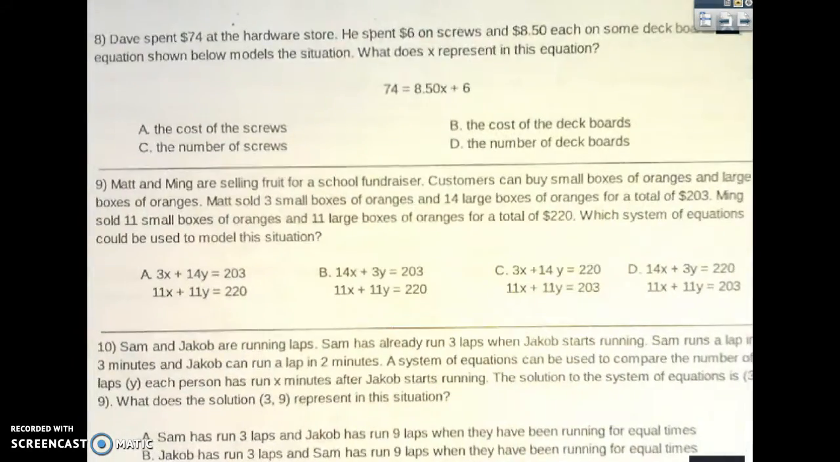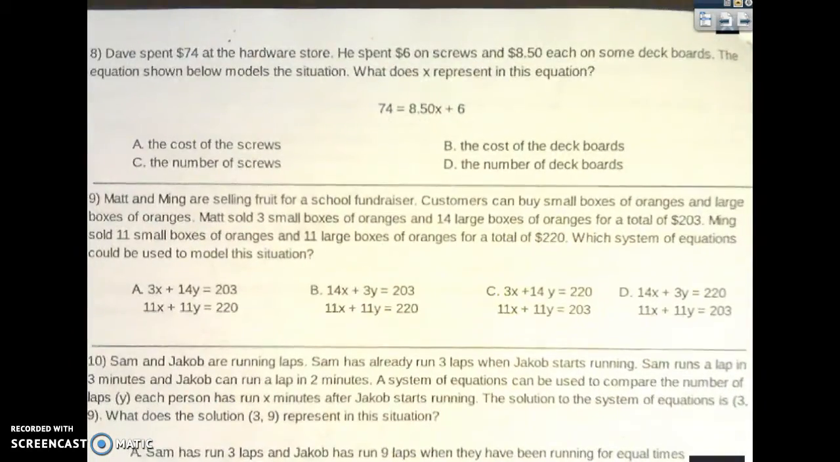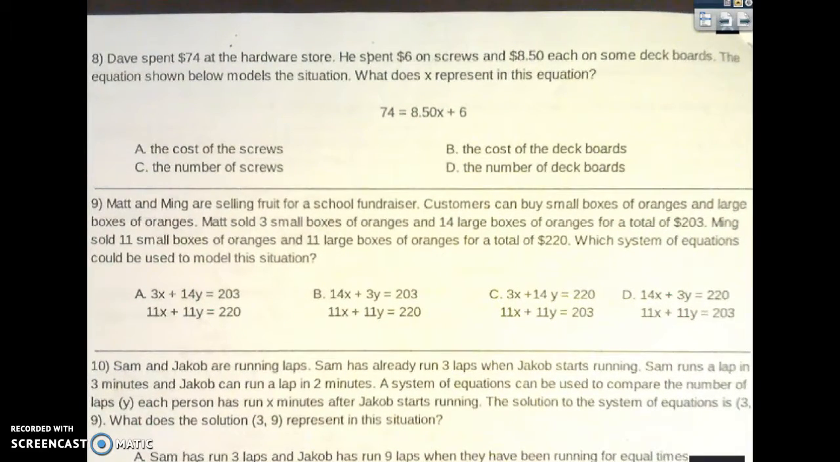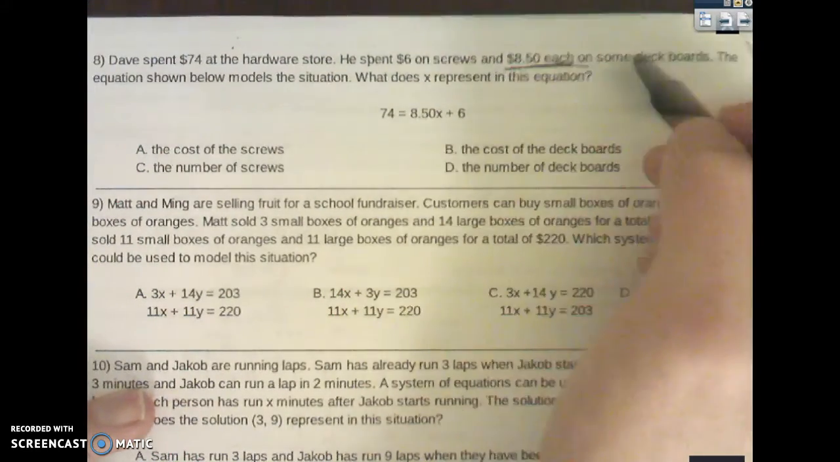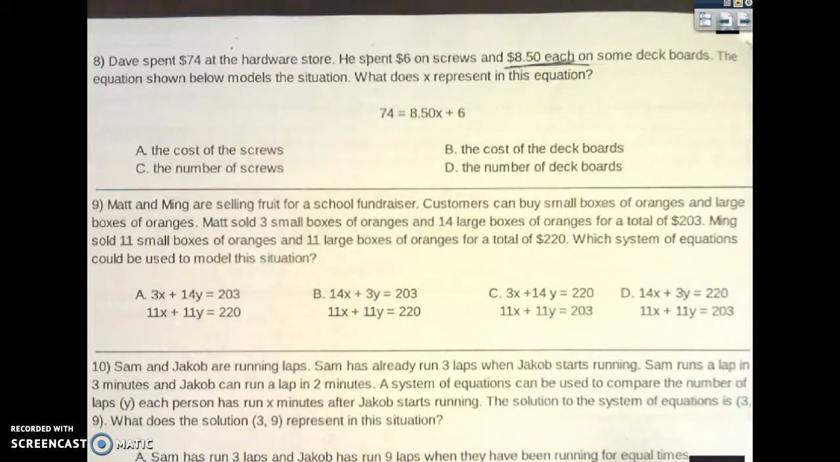On to the back. See if we can do one or two more here, and then we'll end this video. Actually, this is a good one to end on. Number 8. Dave spent $74 at the hardware store. He spent $6 on screws and $8.50 each on some deck boards. So $8.50 each, meaning that there's more than one of those. The equation below models the situation. What does X represent in this situation, or this equation?